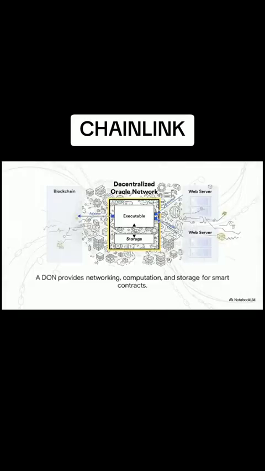And you can see how it works right here. A DON gives a smart contract the three things any real computer needs. It gives it networking, using these adapters to talk to web servers and other blockchains. It gives it computation, which happens securely off-chain. And it even gives it storage. It's basically an entire off-chain computer infrastructure, built from the ground up just for smart contracts.